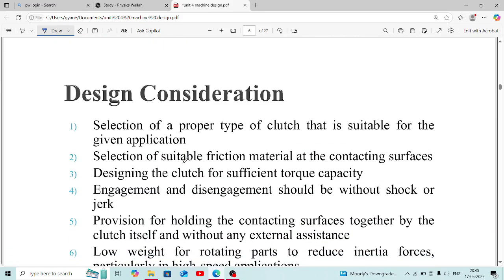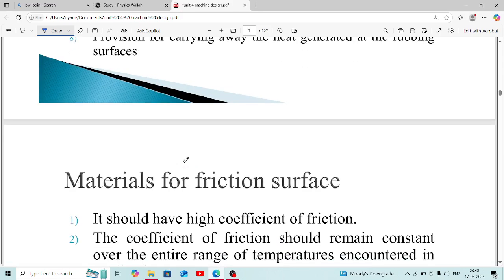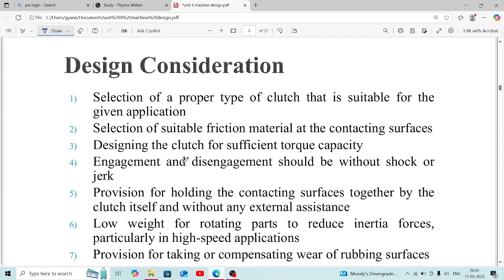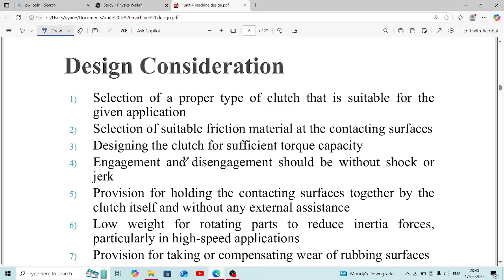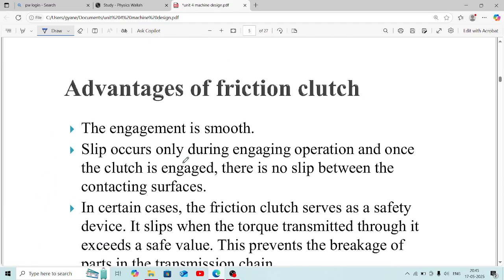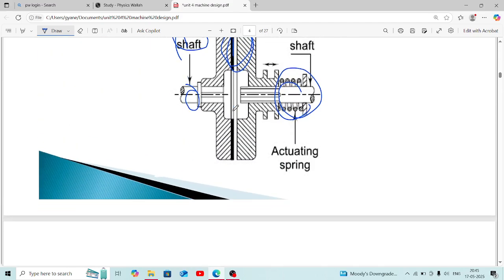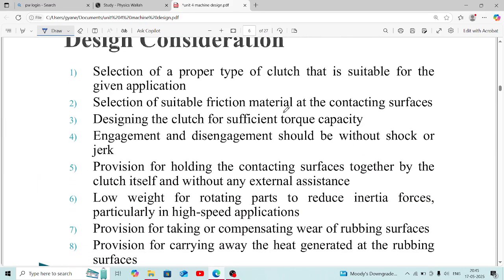There are some design considerations. What is a design consideration? Because the subject is machine design, we have to study design considerations. Selection of a proper type of clutch that is suitable for the given application. Selection of a suitable friction material at the contacting surface. Means we have to select which type of friction material is used in the contacting surface.